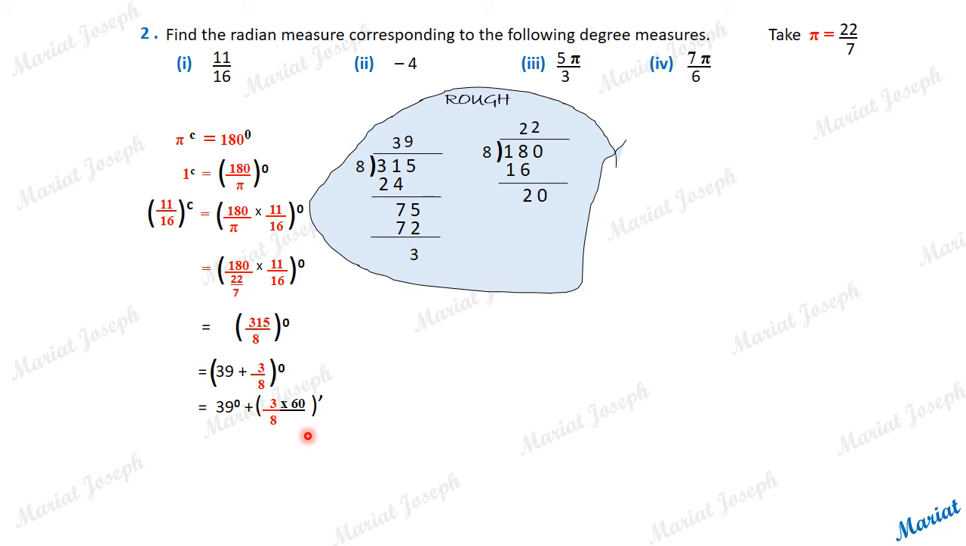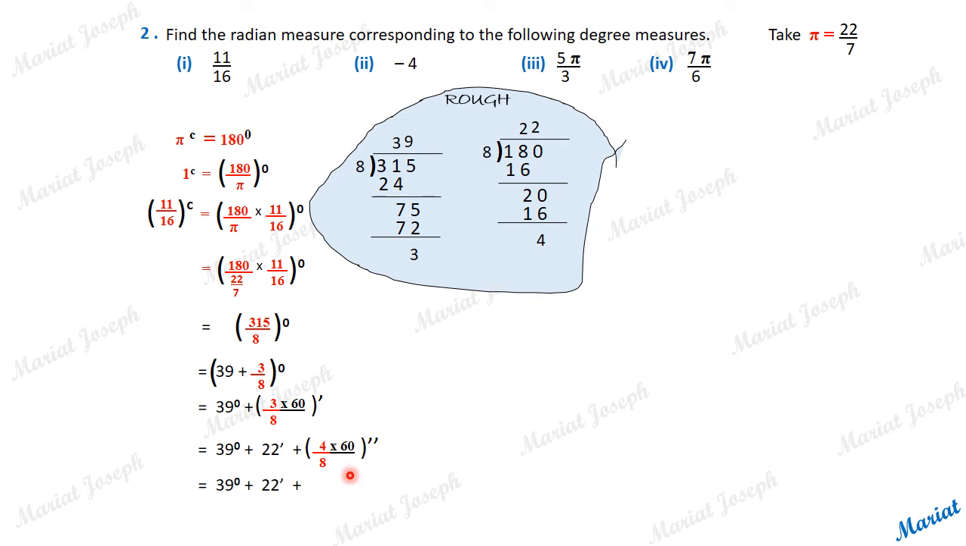Let's calculate and see. 180 by 8, we get 22. So we have 39 degree already and 22 minutes. Still there is balance. 4 is balance. 4 by 8. So 4 by 8 minutes. Now going to be converted into 4 by 8 into 60. This many seconds. Next subdivision of degree. 60 seconds are 1 minute. 60 minutes are 1 degree. So this we need to simplify now.